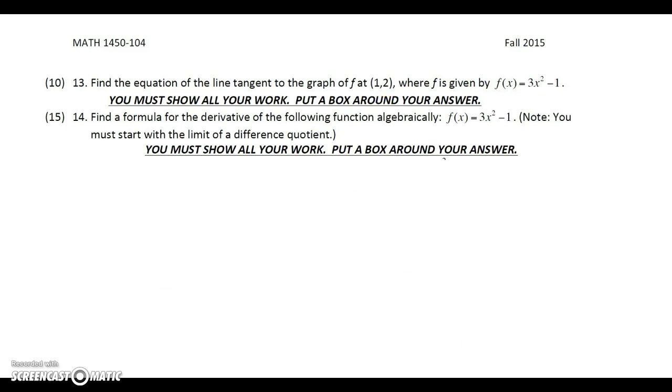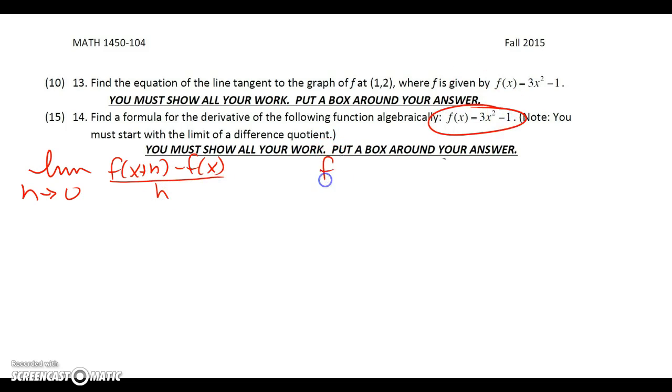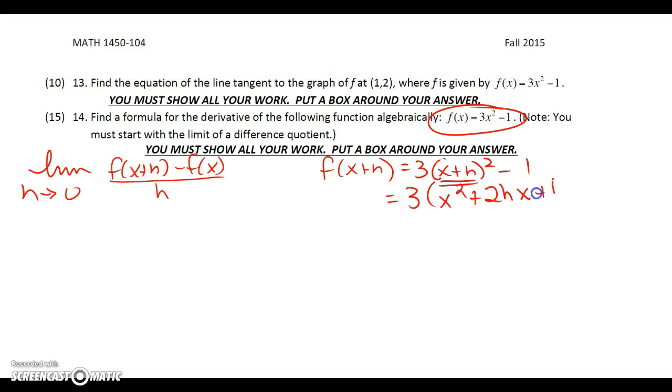Let's look at number 14. We have to do this with the difference quotient, right? So we're going to do the limit as h goes to 0 of f of x plus h minus f of x all over h. So we have f of x here, so let's find f of x plus h. That equals 3 times x plus h squared minus 1. Now I'm going to FOIL this right here. It's x squared plus 2hx plus h squared minus 1.